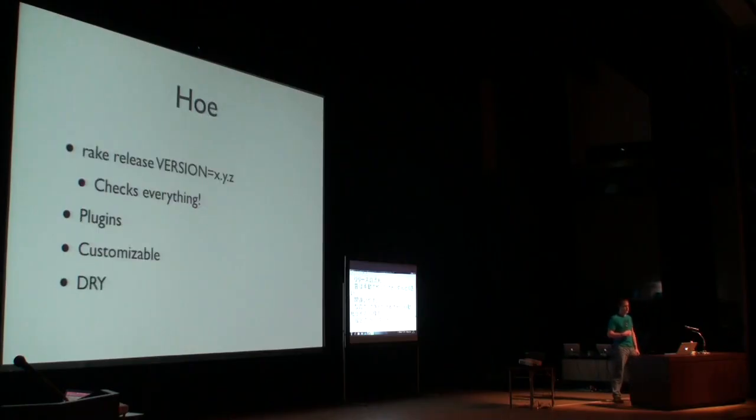So I use Hoe to release my software, and I type rake release and give it a version, and then it checks everything that needs to be checked, does all the uploads, all the announcements, everything. Hoe has lots of plugins, so if it doesn't behave exactly the way you want, there's probably a plugin to either add the feature or change the behavior. It's very customizable, so you can change how different parts work. And also it follows the DRY principle. There's a single location for all the data that Hoe uses and pulls, so you don't have to edit things in multiple places for the same change.